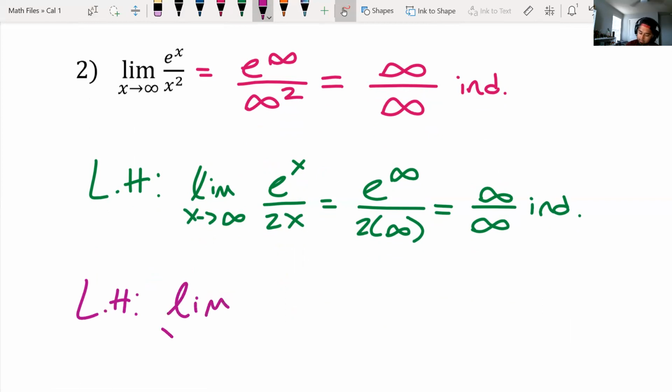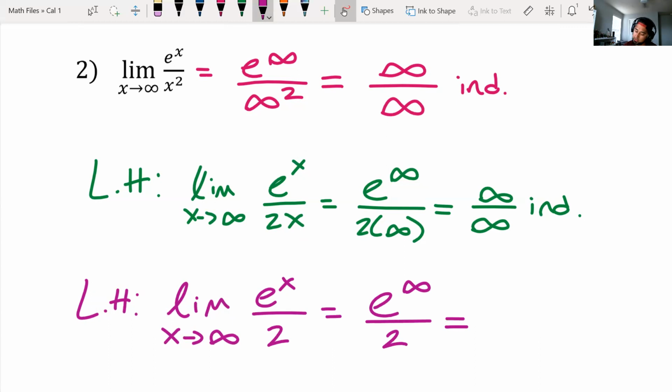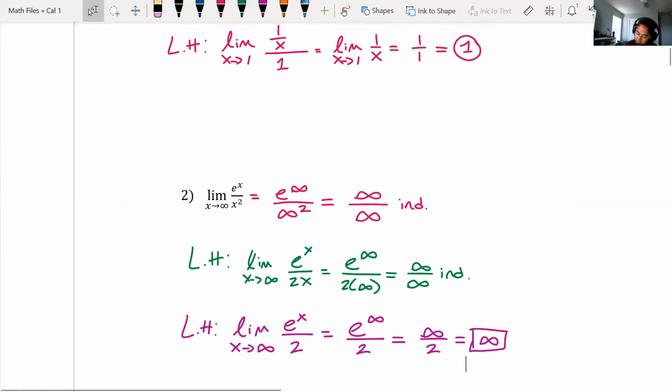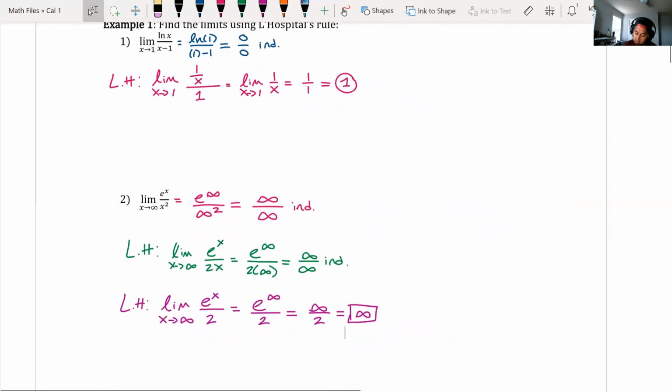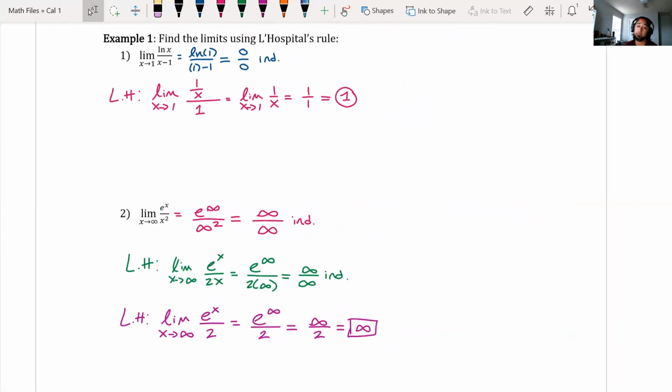So the limit as x approaches infinity, and now from the last step, we again take the derivative of the numerator and denominator separately. So you'll get e to the x over 2. Plug in your limit, e to the infinite power over 2 just becomes infinity over 2, which will leave us with infinity. Okay. So that's how L'Hopital's works.